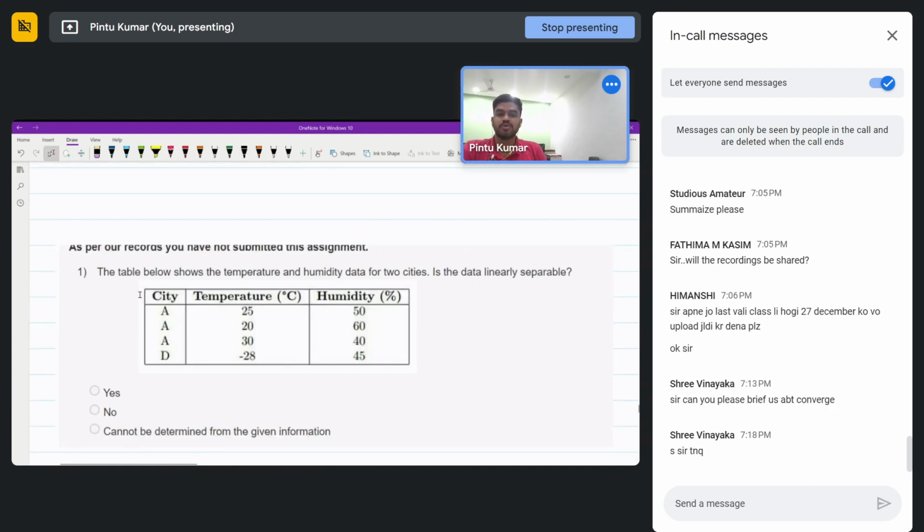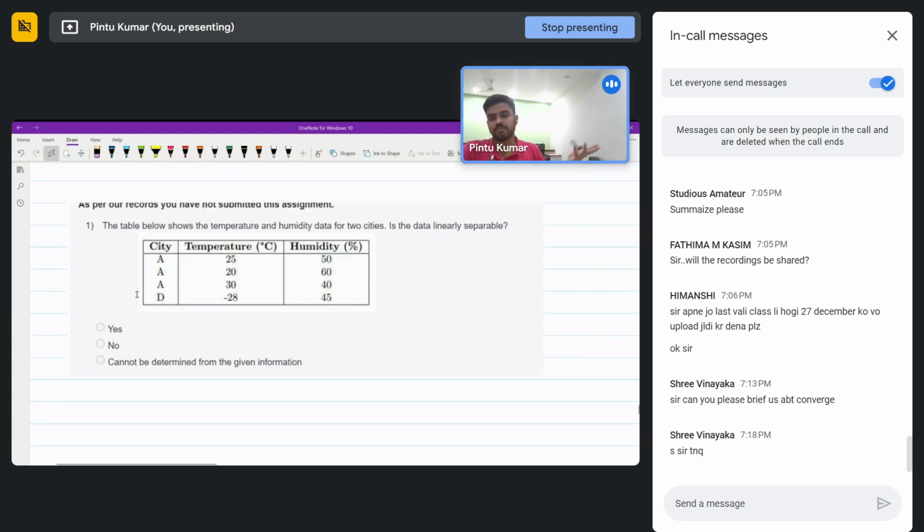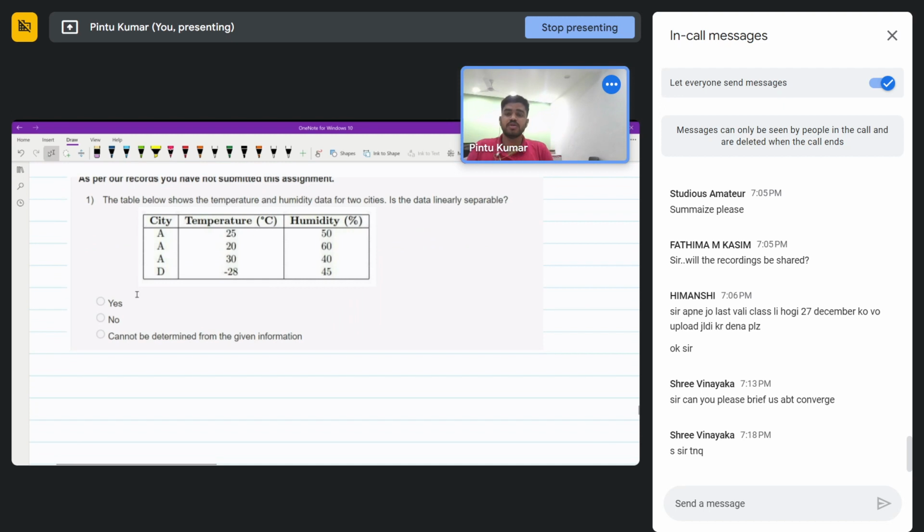Okay, this is a question that is again from the previous year's assignment. It says that a table shows the temperature and humidity data for two cities. Is the data linearly separable? First of all, we should identify what our x is and what our label is. Temperature and humidity together form my x, and the city is my label. Now we have two labels, A and D. Now we can talk about linear separability.